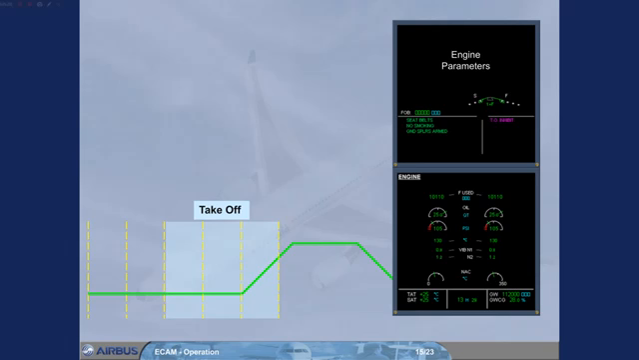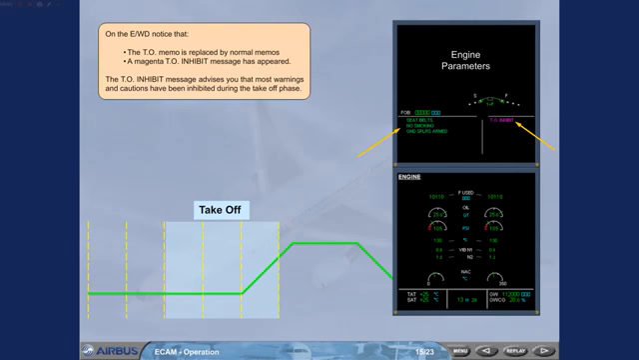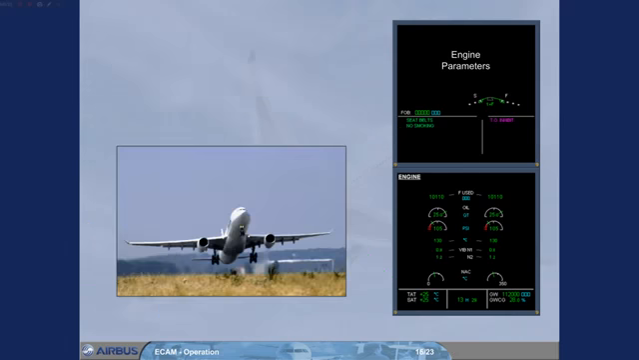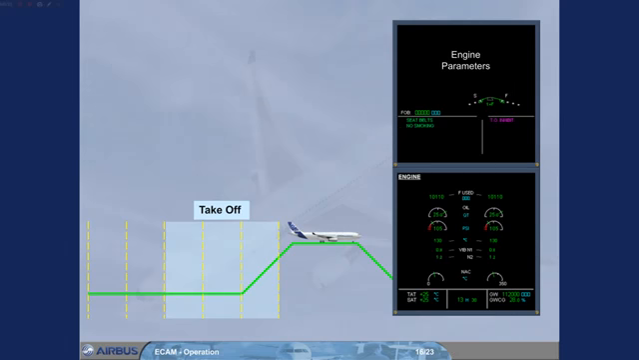On the engine warning display, notice that the takeoff memo is replaced by normal memos. A magenta takeoff inhibit message has appeared. The takeoff inhibit message advises you that most warnings and cautions have been inhibited during the takeoff phase. At level off, or 2 minutes after liftoff, the takeoff inhibit ceases and the memo is removed.